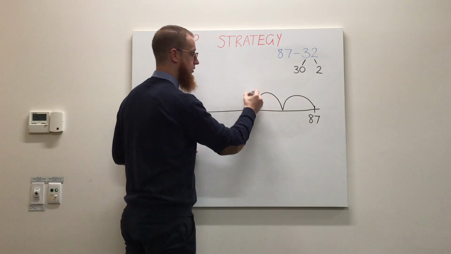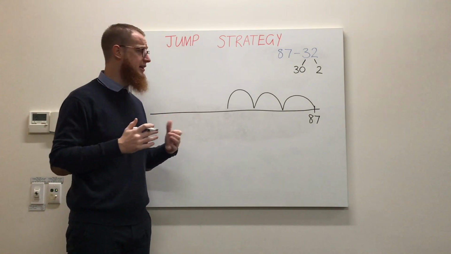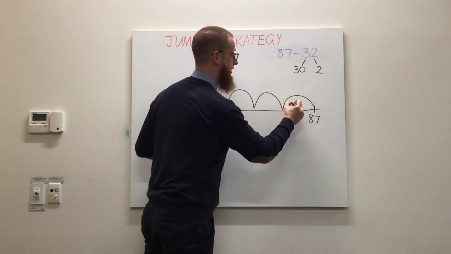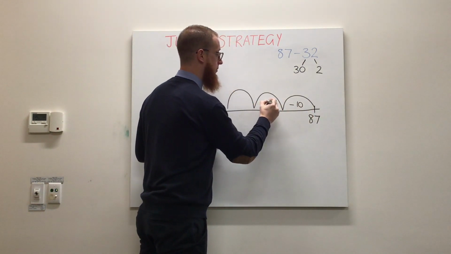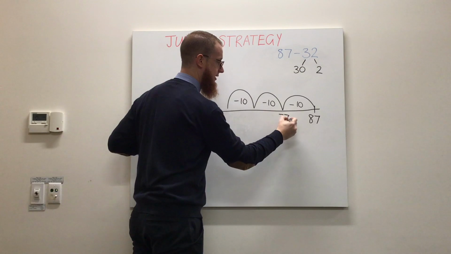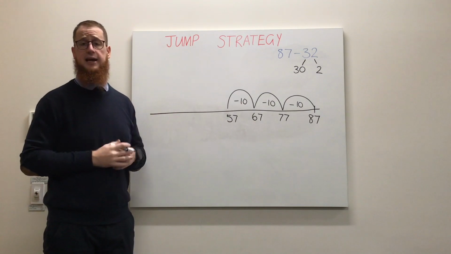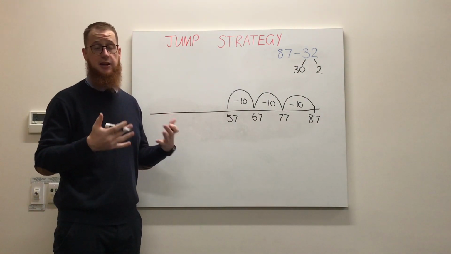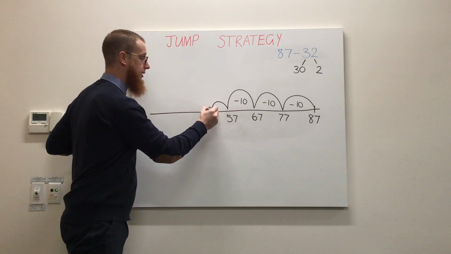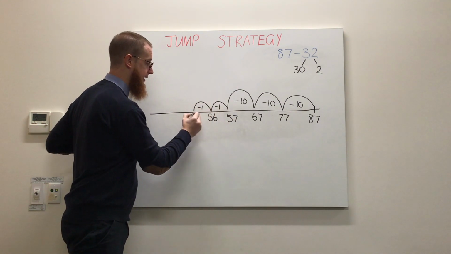1, 2, 3. Like we said before, it is so important that you show the value of each jump, as well as where you land after each jump. So here, minus 10, minus 10, minus 10. 87 minus 10 is 77, 67, 57. I've now taken away my 3 jumps of 10, or I've taken away 30 from my 87. I now need to take away my 2 jumps of 1. 1, 2, again showing the value of each jump, again showing where I'm landing after each jump.